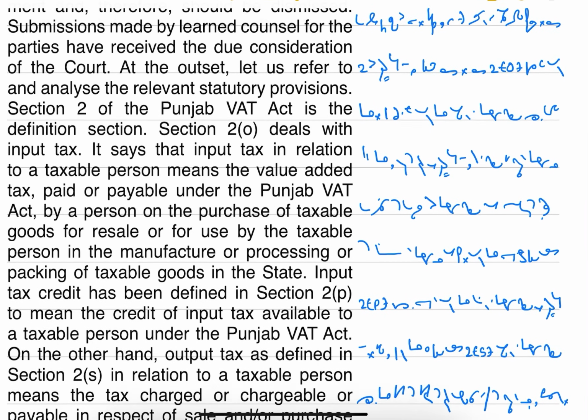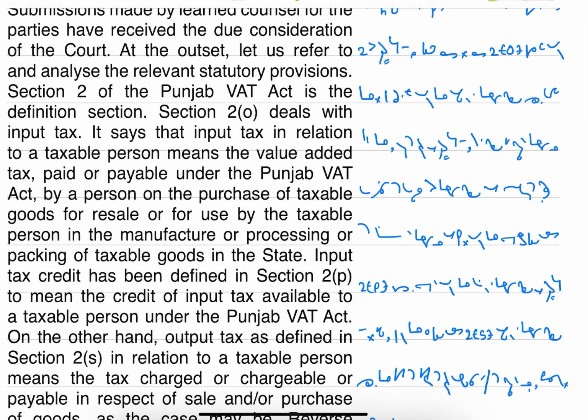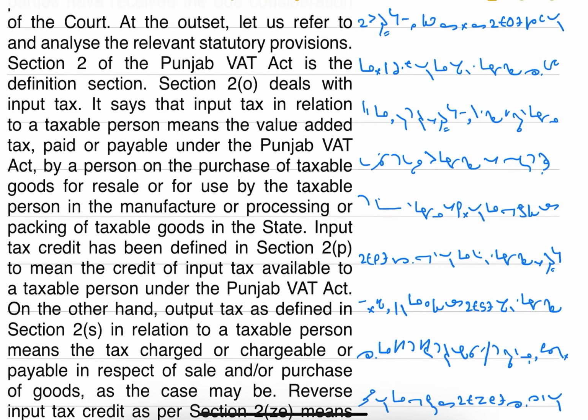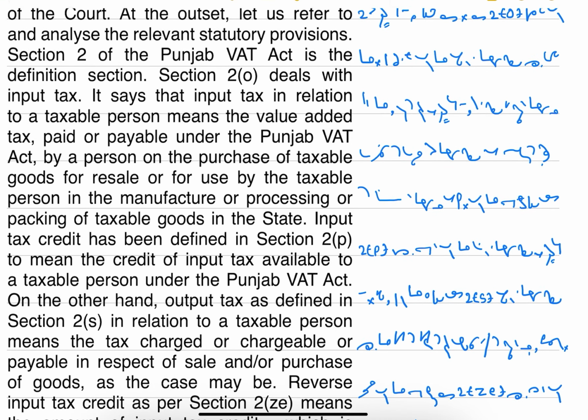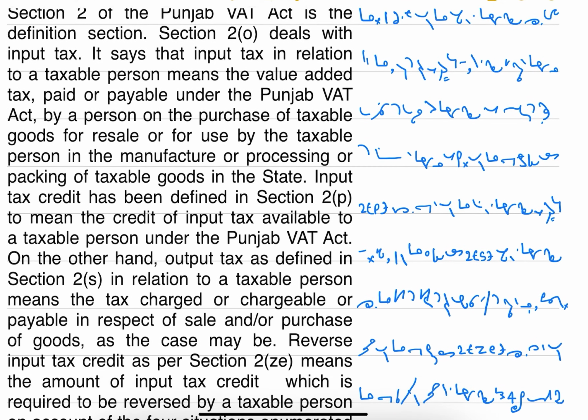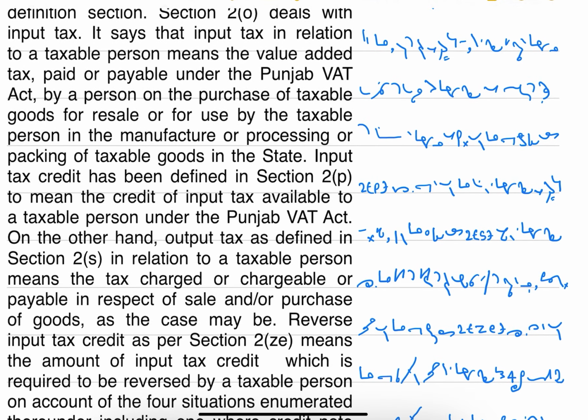It says that input tax in relation to a taxable person means the value added tax paid or payable under the Punjab VAT Act by a person on the purchase of taxable goods for resale or for use by the taxable person in the manufacture or processing or packing of taxable goods in the state. Input tax credit has been defined in Section 2(p) to mean the credit of input tax available to a taxable person under the Punjab VAT Act.